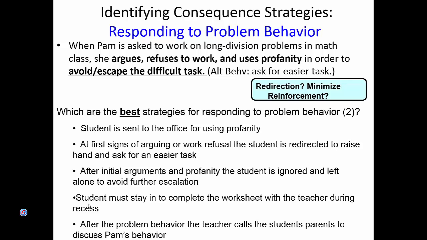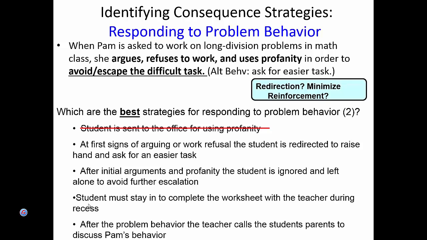So the first one: student is sent to the office for using profanity. What do you think about that one? That one is deeply problematic. That is an example of making things worse, the contraindicated strategy, because we're actually rewarding the student. They use profanity and they get to be sent to the office and avoid the work. So we're giving them exactly what they want. We'd expect that to actually increase the problem behavior in the future.